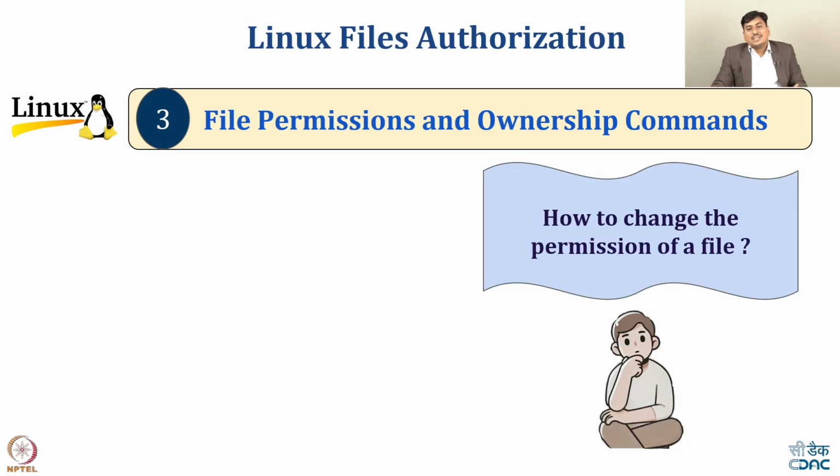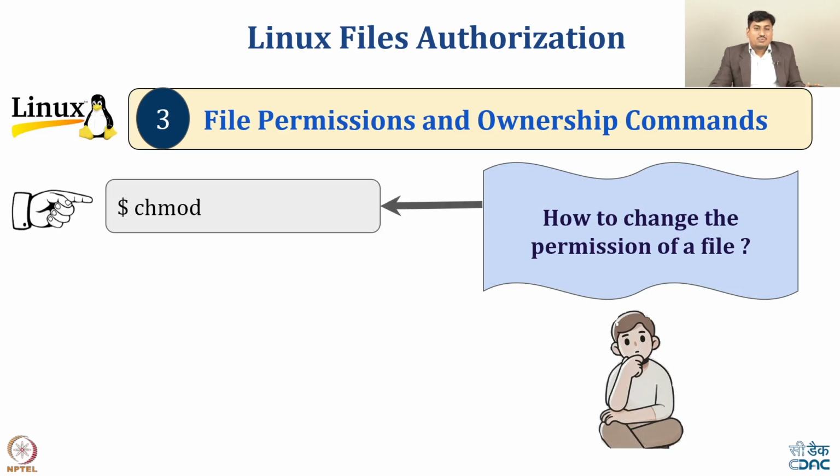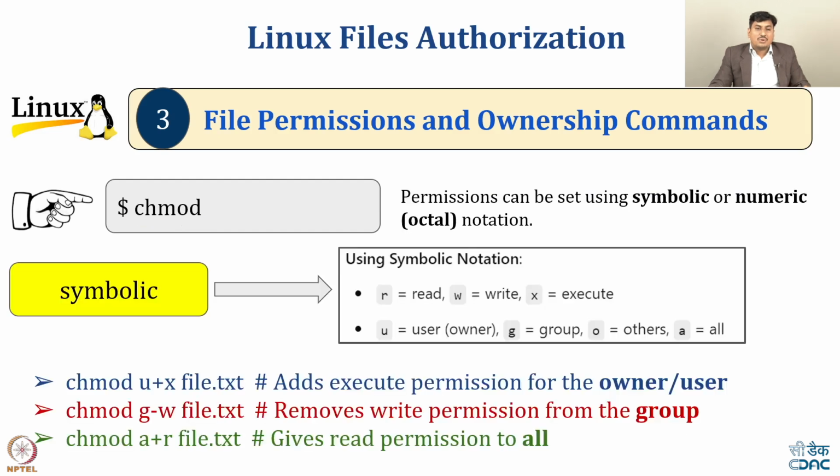So now, if any file is created, how do we change the permission of that file? For that, I can use the command called chmod, which changes the mode of that file, right. For changing the permission of a file with the chmod command, there are two ways: one is the symbolic way and the other is the octal notation.